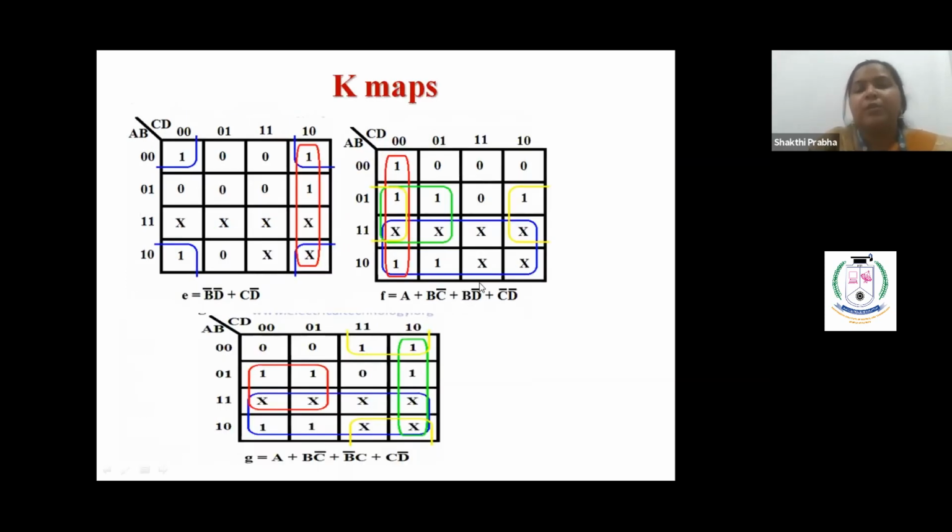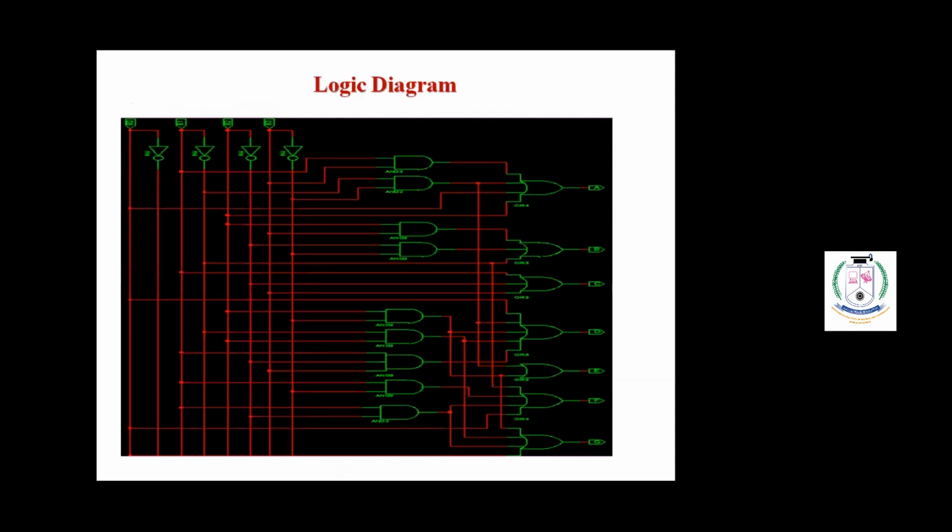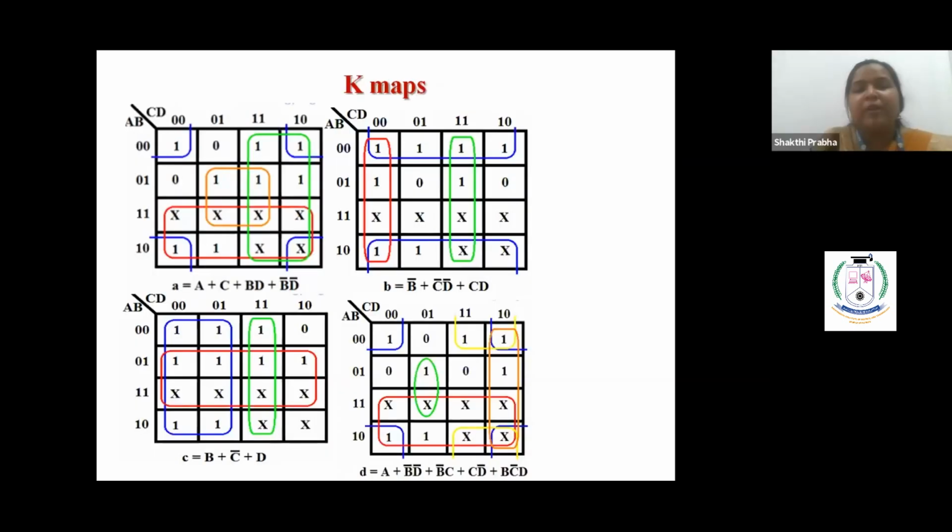So once everything is plotted, you start grouping. Once grouping is done, you will find a Boolean expression. For this Boolean expression, now we want to draw the logic diagram. Okay, so how do you draw this logic diagram? How many inputs do we have?